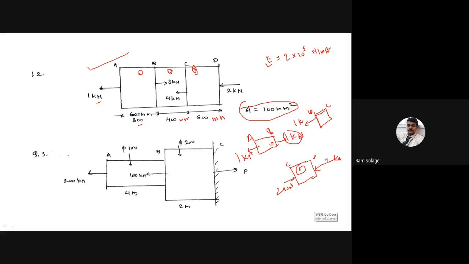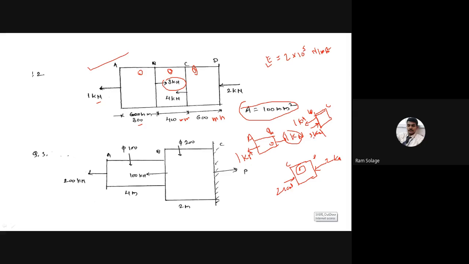1 kilonewton. Second, see the B point. Again, we consider the section BC. So 3 kilonewton on section BC is compressive. So I will draw the 3 kilonewton. It is compressive. Check the direction of the force in the opposite direction.